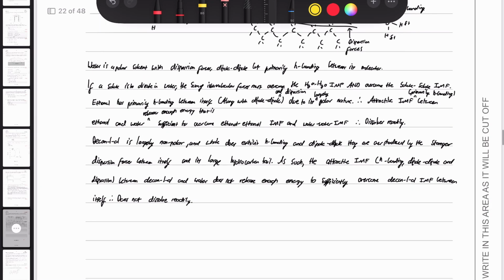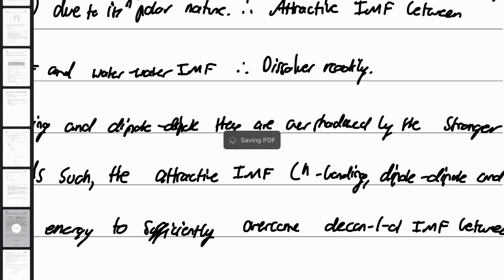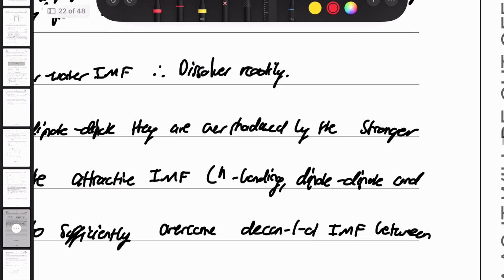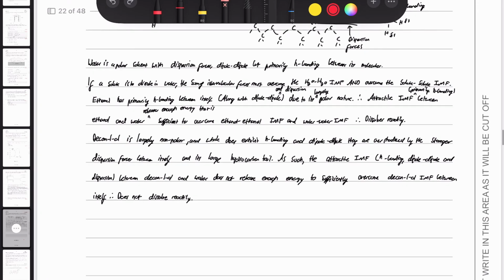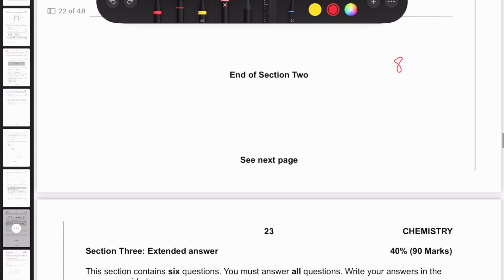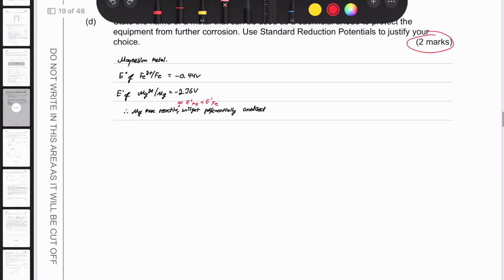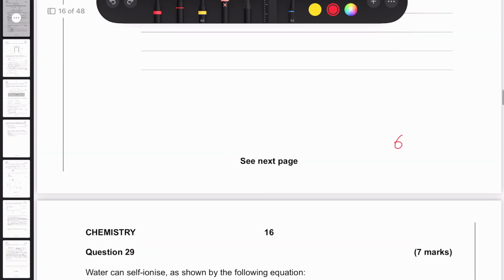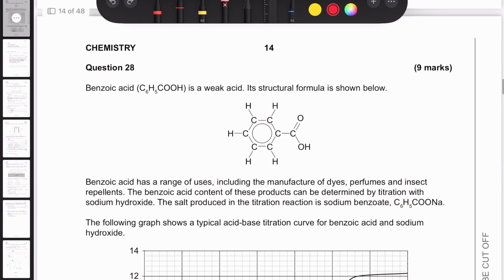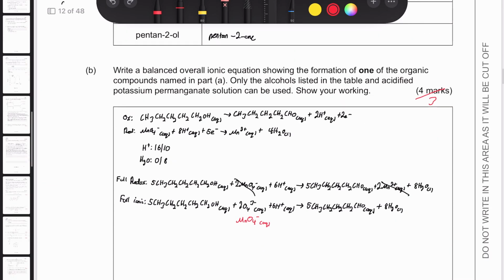Down here, it was pretty good. Instead of saying the sum of the attractive IMF, they only talked about dispersion forces because it's the primary one, of decane, specifically between decane and water. So yeah. Okay, so I lost 1 mark there. And then I lost another mark. Where was the other mark I lost? Oh yes, here for my ionic equation.